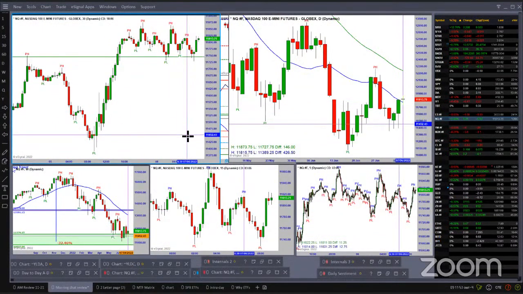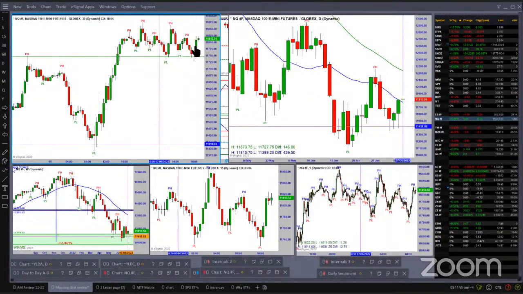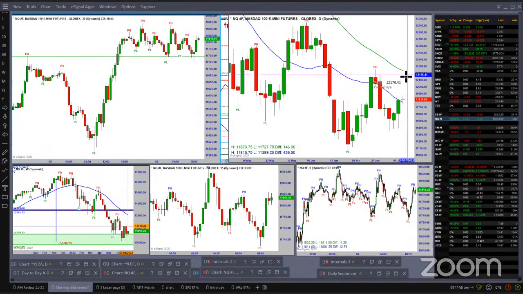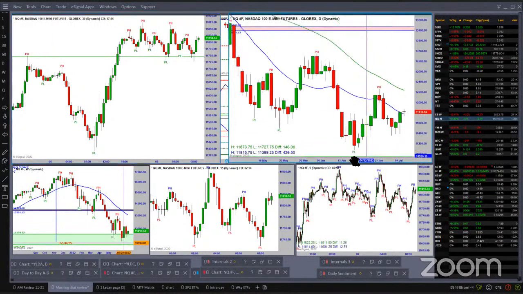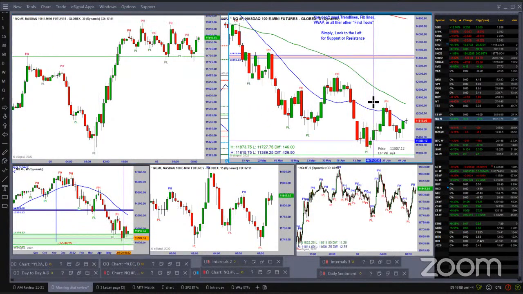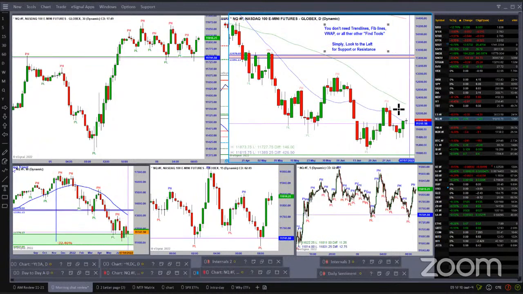Breaking below here opens up the door to the void below. Breaking up above there opens up at least a short-term void up above and maybe the 50 MA. So it's day to day. And that's what this market is right now. It's day to day. There's just so much uncertainty with all the things that are going on.